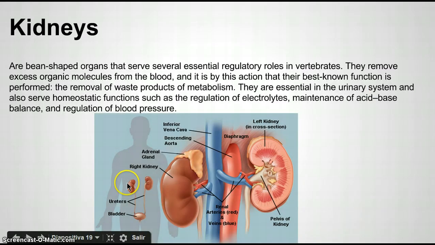Kidneys are bean-shaped organs that serve several essential regulatory roles in vertebrates. They remove excess organic molecules from the blood, and it is by this action that their best known function is performed, the removal of waste products of metabolism. They are essential in the urinary system and also serve homeostatic functions such as the regulation of electrolytes, maintenance of acid-base balance, and regulation of blood pressure.